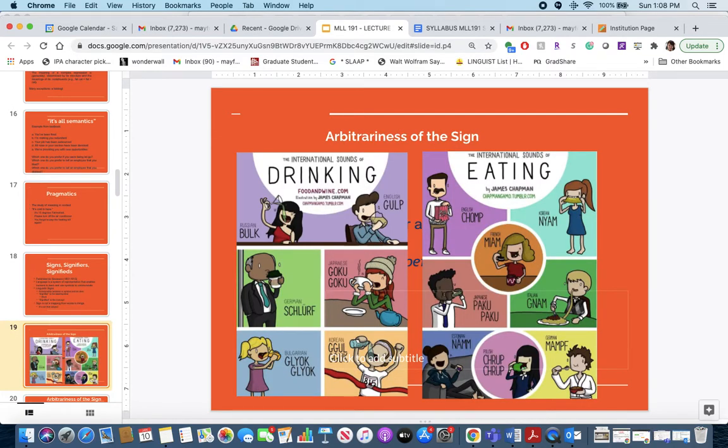And we could see this with the arbitrariness of the sign. In the last lecture I talked about dog, right? How dog meant different things in different languages. And then also, the international sounds of drinking and eating are very different. So take a look at this and see what are different ways in which they represent eating in different countries.